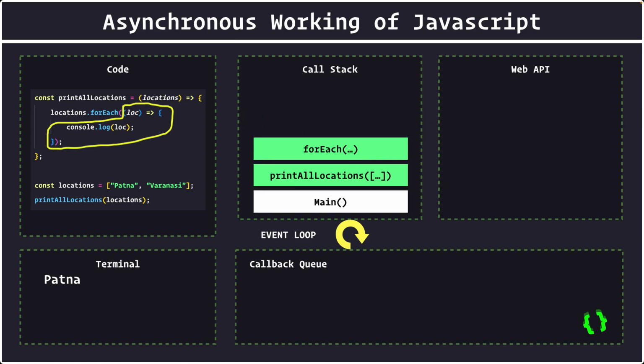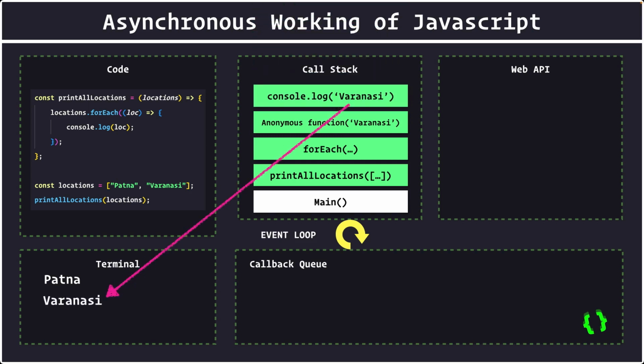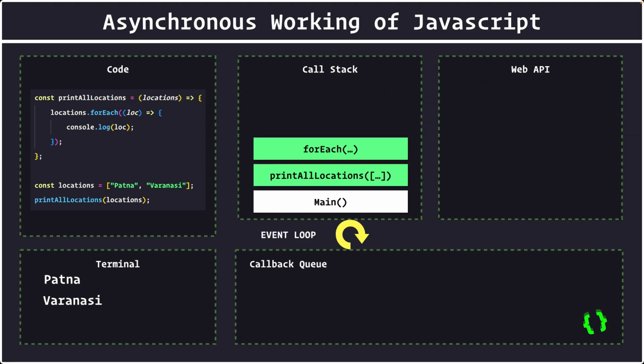Now forEach does not get popped off the stack because it is not quite done yet. So we are going to see a new anonymous function added to the call stack, and then from there we are going to see another console.log, this time printing Varanasi to the console, and then from there console.log gets popped off and the anonymous function call as well. Now at this point forEach has gone through that process 2 times. There are only 2 items in the array, so forEach is done and that's going to get popped off the call stack as well. Now that forEach is done, printAllLocations is also done, and that is the only thing that printAllLocations does.